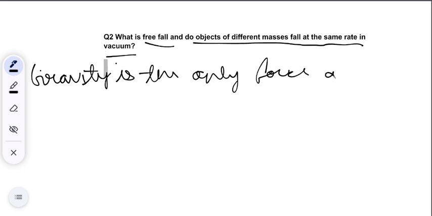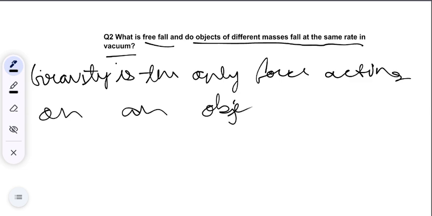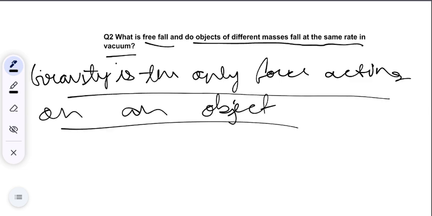Force acting on an object. Okay, it is the state when gravity is the only force acting on an object. Understood? In this state gravity is the only force which is acting on an object. There is not any sort of force other than this acting on the object. At this time only gravity is the force which acts on an object.